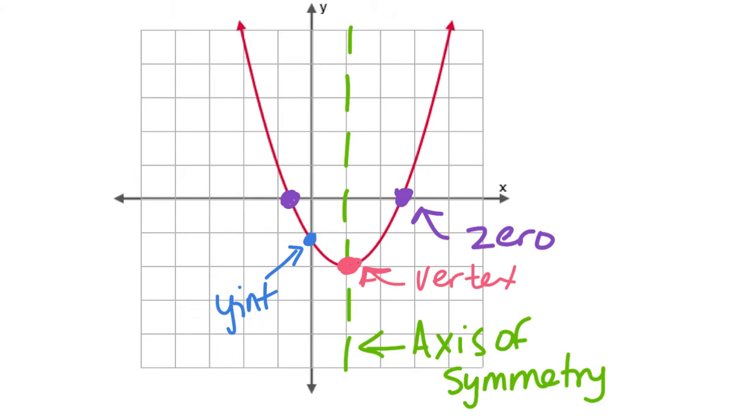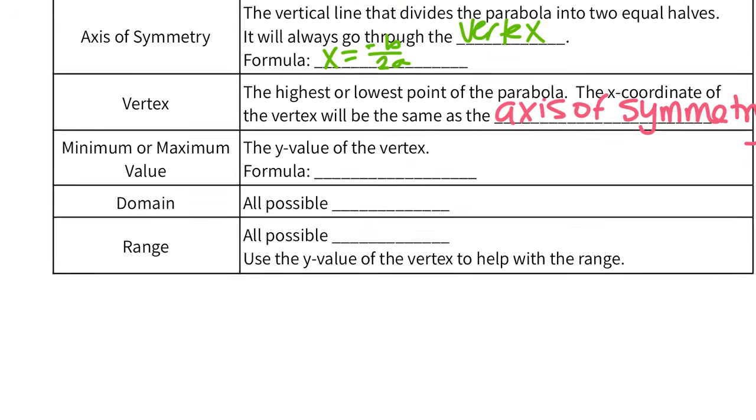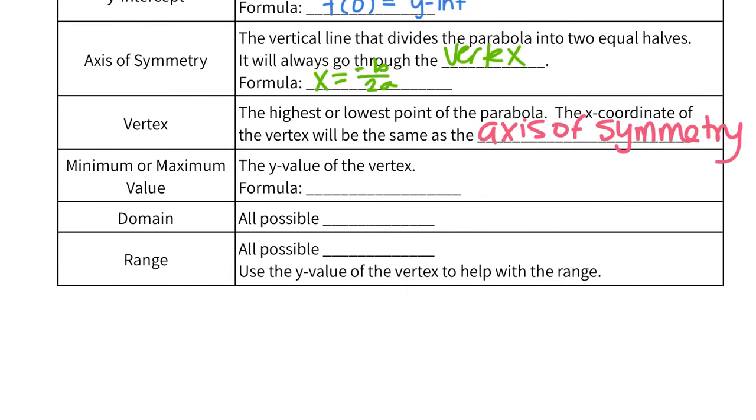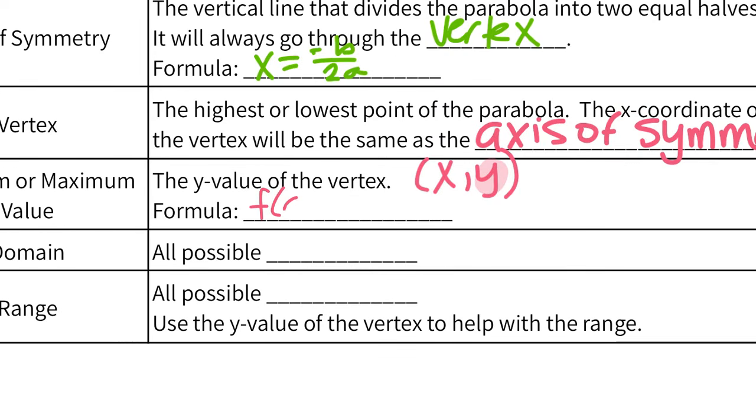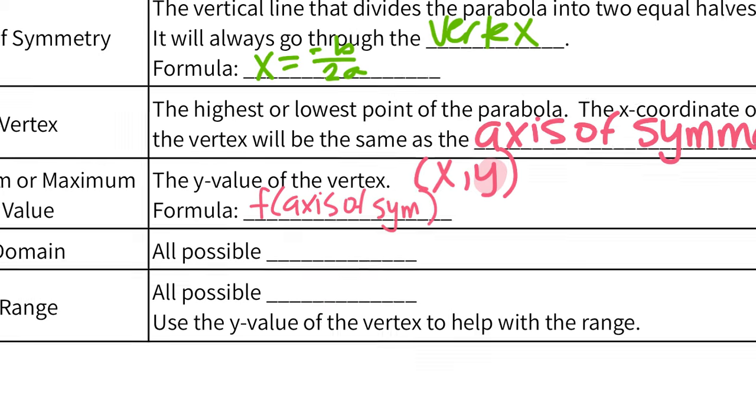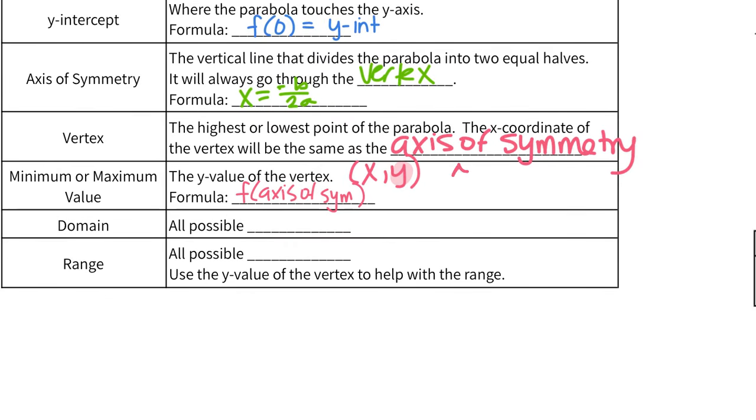Now, the thing about a vertex is it could either be the maximum or the minimum. So speaking of that, it's the y value of the vertex. Remember, all points are x comma y. You really only want the y value if they're asking you for the max or min. So you're going to plug in your axis of symmetry. And just be careful. If your graph is pointing up like this, you're going to have a minimum. If your graph is pointing down, you're going to have a maximum.